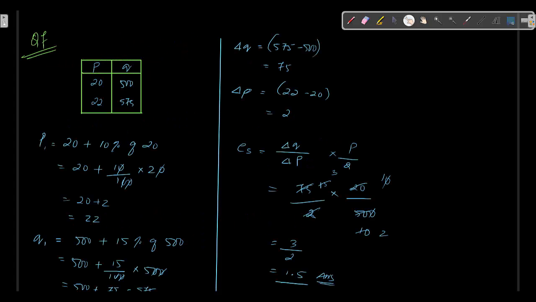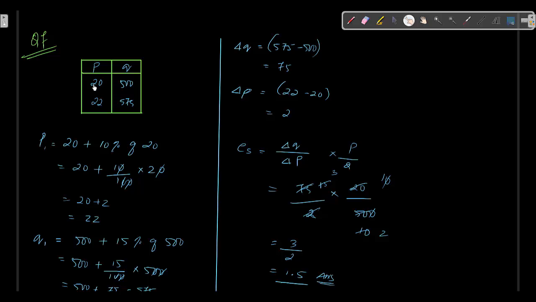Now lastly, this is question number 7. In question number 7, it says that the supply of a commodity at a price of 20 is 500 quantity. A 10% rise in its price results in a 15% rise in its supply. So how do we find out the rise in price? It's not given as 1 rupee or 2 rupees or 3 rupees. It says 10% increase. So let's find out 10% of 20.